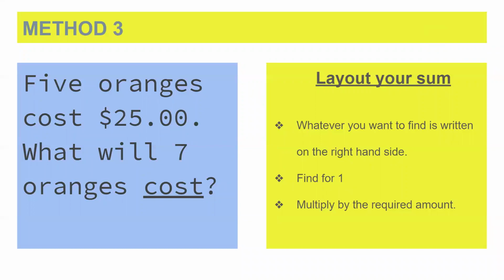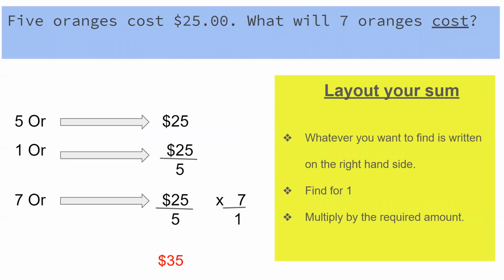So 5 oranges cost $25. What will 7 oranges cost? What are you required to find? We're required to find the cost of 7 oranges. Look at the first line of our working. 5 oranges cost $25. Remember, in our guidelines, it says, whatever you want to find is written on the right-hand side.